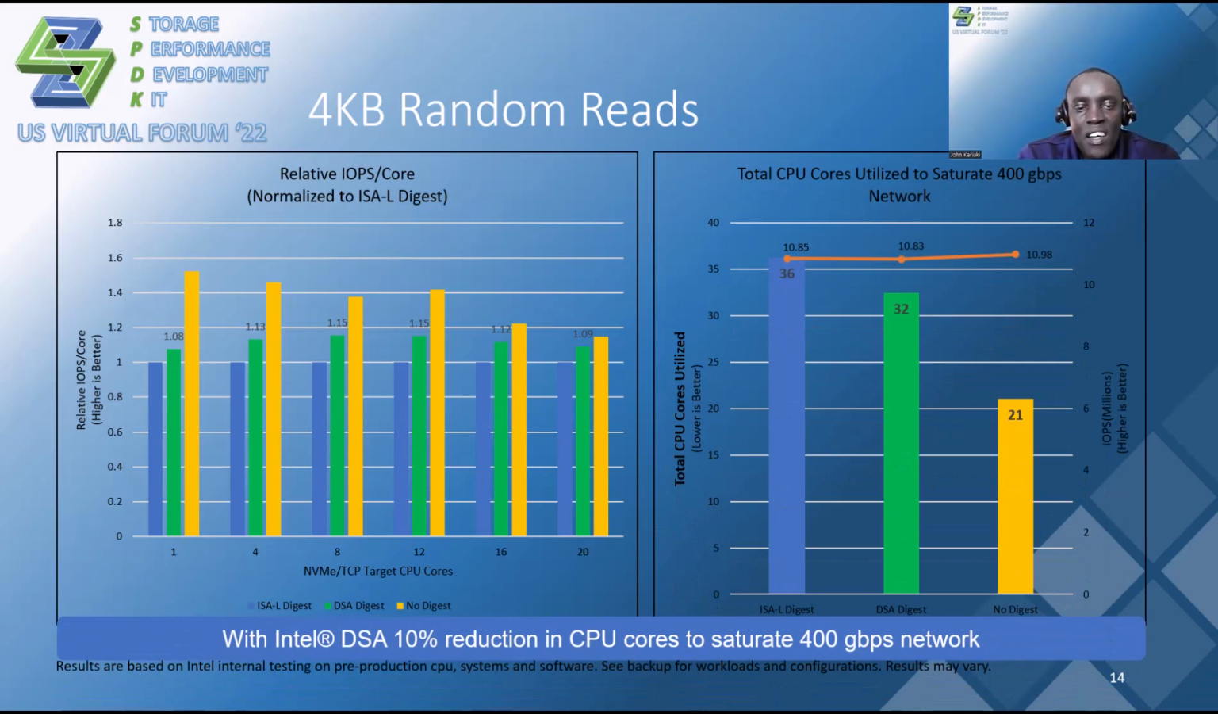And when we take a look at the number of CPU cores that it took to saturate the 400 gig network at about 10.8 million IOPS, what we see is that when the target was using DSA to compute the digest, it took about 32 cores on this system to saturate the 400 gig network for the 4K random read workload. And that was a savings of 4 cores versus using ISA-L to compute the digest. So it all comes down to about a 10% reduction in the number of CPU cores that are needed for this workload to saturate the 400 gig network when we enable the data digest and use Intel DSA to compute the digest instead of using ISA-L software.